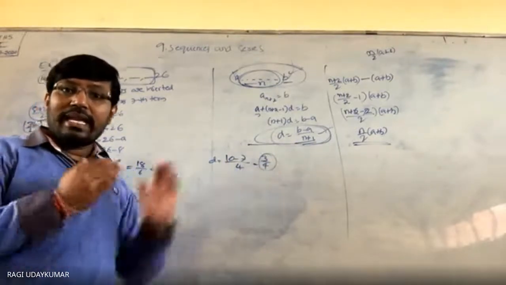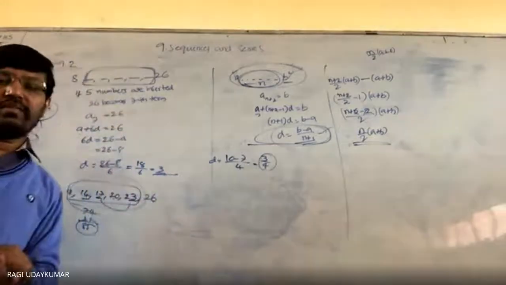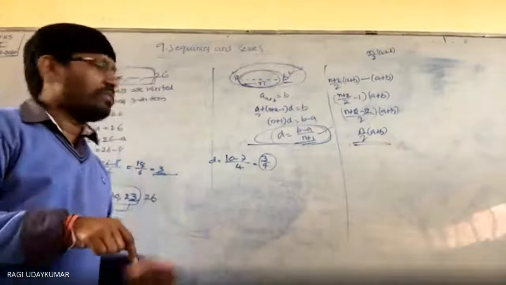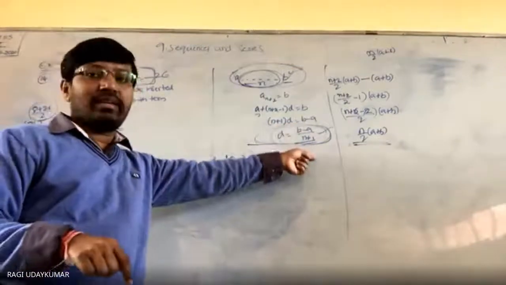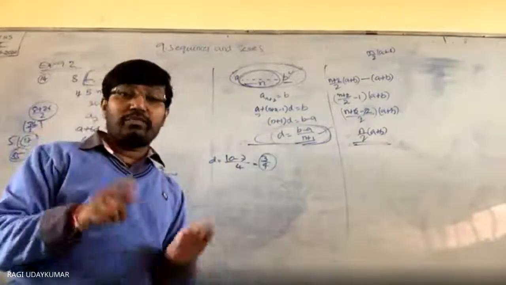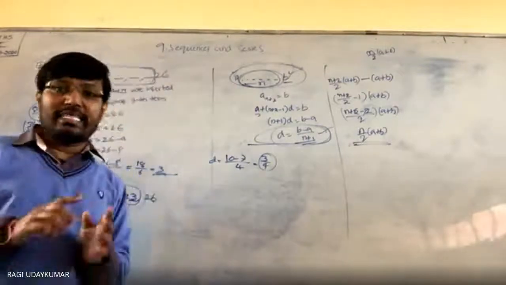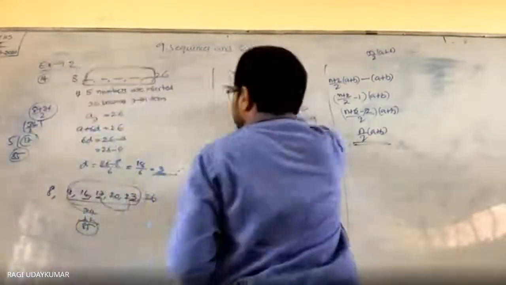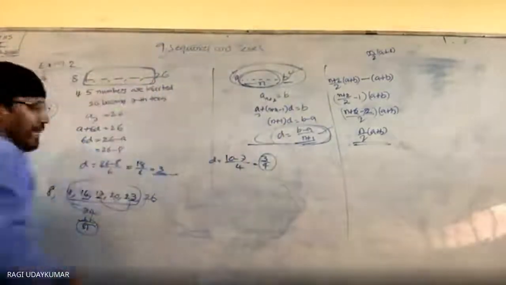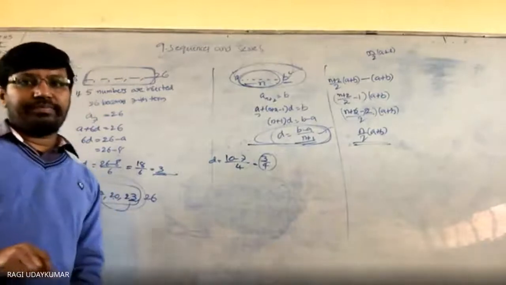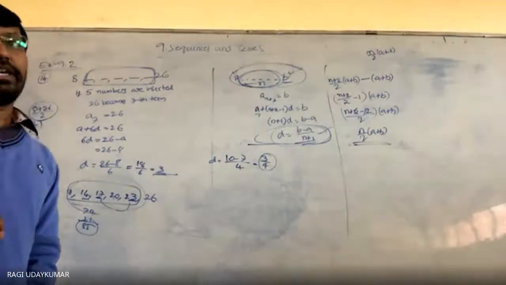If n arithmetic means are inserted between the two numbers a and b, their common difference will be equal to b minus a by n plus 1. And the sum of the n arithmetic means between the two numbers a and b: these numbers we are inserting are called arithmetic means. Even the terminology is not used in your problem, but the question is given to you.